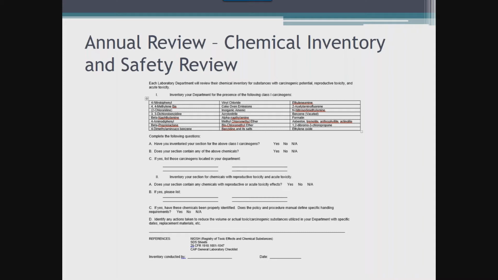Essentially, this is the tool we use to evaluate chemicals used in the laboratory for carcinogenic potential, reproductive toxicity, and acute toxicity. This first page is just that general assessment, asking the departments to review their chemicals to make sure nothing has been added or removed that might impact our employees' safety.